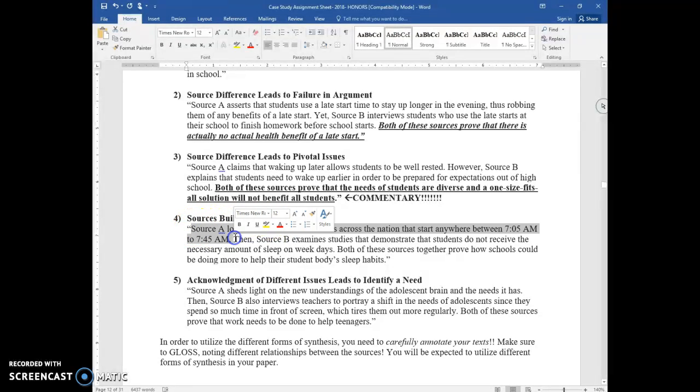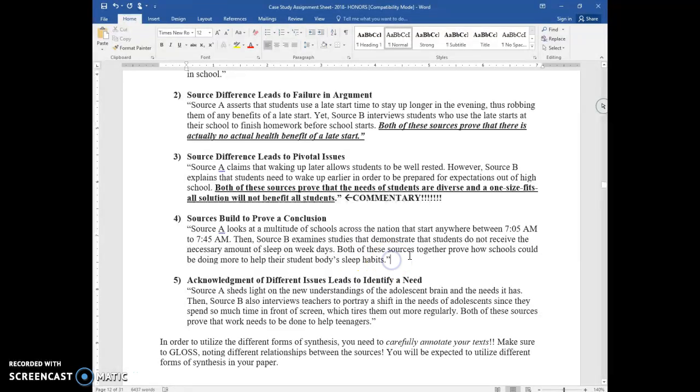So for example here, source A looks at a multitude of schools across the nation that start anywhere between 7:05 and 7:45. So source A is just giving me some background information. Source B, however, then examines studies that demonstrate that students do not receive the necessary amount of sleep on weekdays. So source A says, look, there's a ton of different schools that start between 7:05 and 7:45. Source B then says a lot of students across the nation do not get the amount of sleep that they need. Then I can come to the conclusion that when I put these sources together, they prove how schools could be doing more to help their student body's sleep habits.